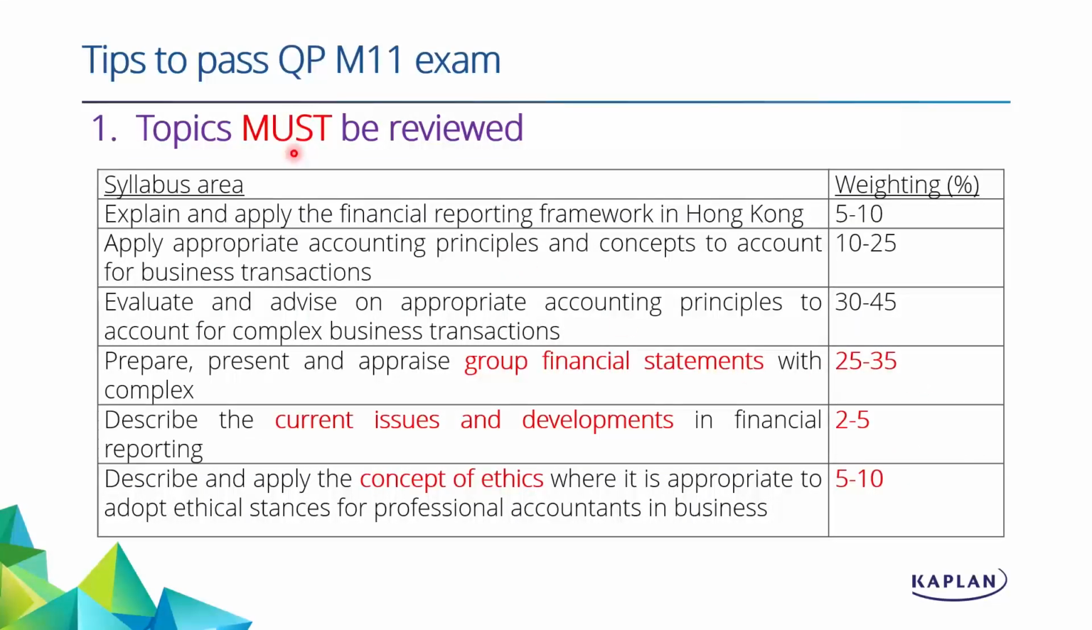So what are the tips for you to get a pass, at least get a pass, for the QP M11 examination? The first one is that, of course, you need to study well, and there are some topics that you must study before your examination. Particularly, I want to draw your attention to group financial reporting. The group financial statements, referring to the consolidation concept, will appear in every diet of examination, and will carry 25 to 35% of your examination paper marks.